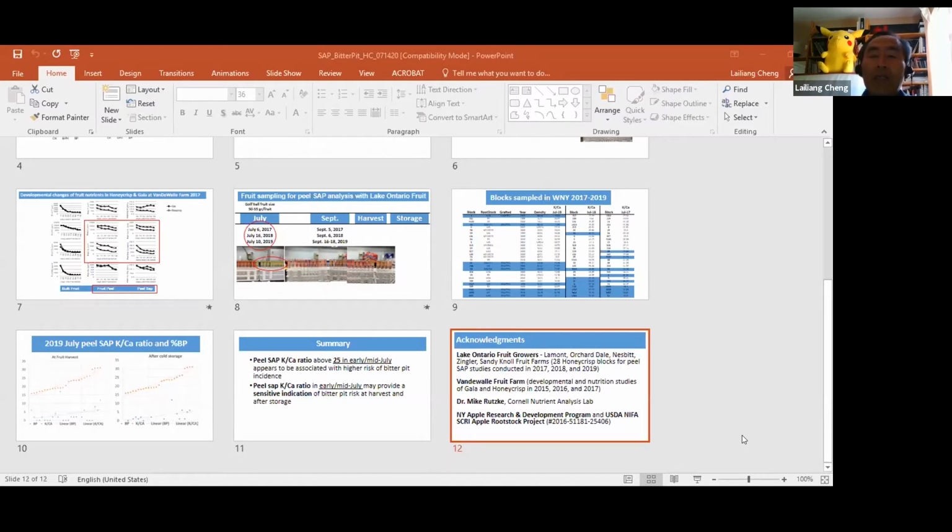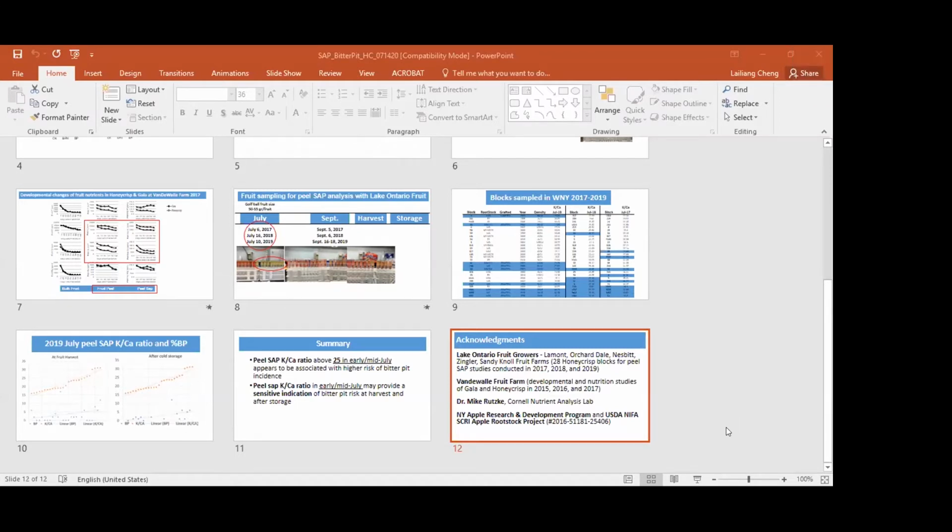And one of the reasons we want to launch this effort in Western New York is that this will allow the growers to use this, and also will allow us to expand the work to a wider range of altered conditions.